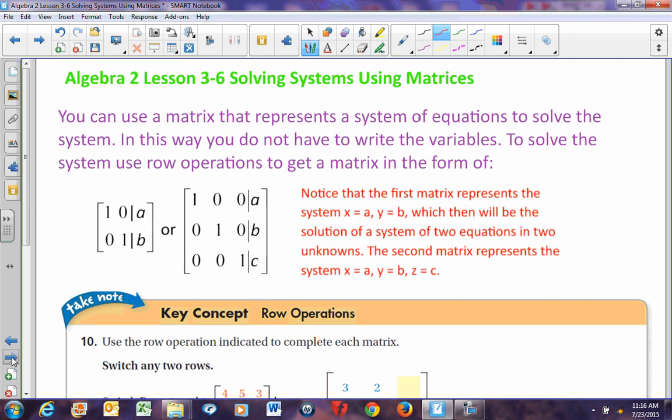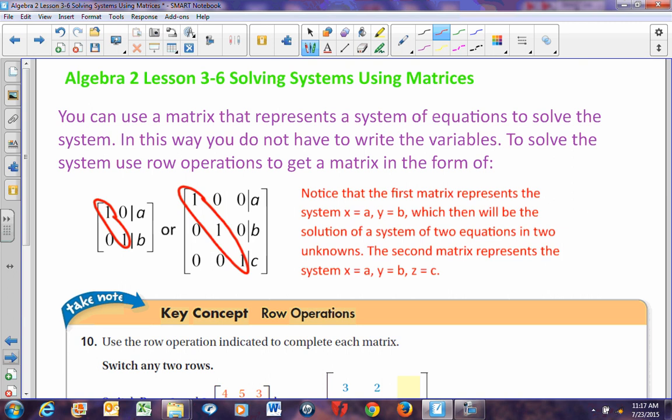You can use a matrix that represents a system of equations to solve the system. In this way, you do not have to write all the variables. To solve the system, use row operations to get a matrix in the following form: 1, 0, and a number, 0, 1, and a number, or 1, 0, 0, number, 0, 1, 0, number, 0, 0, 1. Notice there's a diagonal of 1s, and everything else is 0 except for in the solution column.